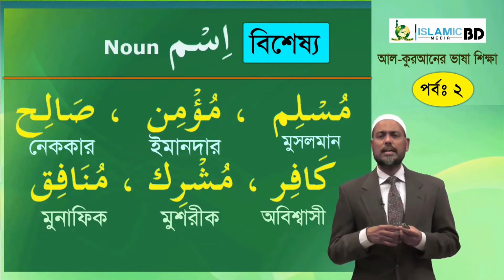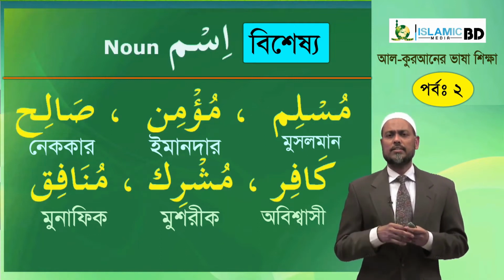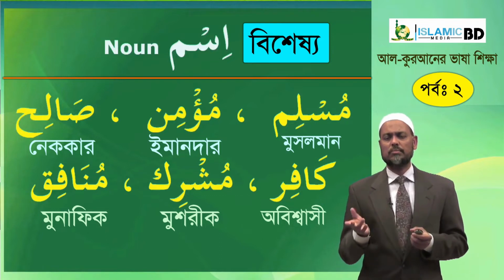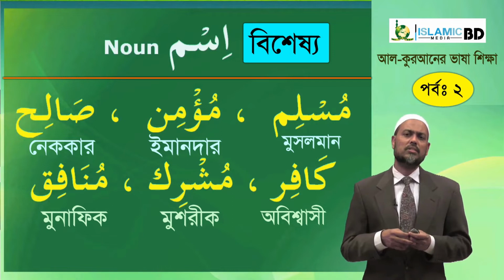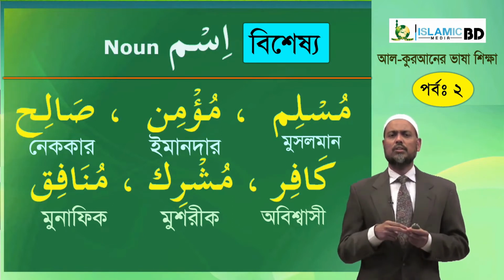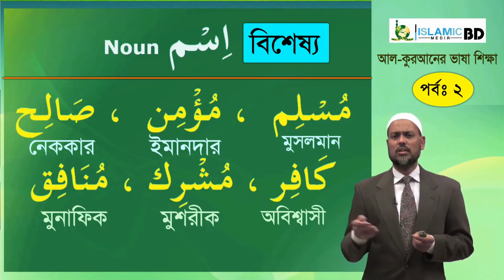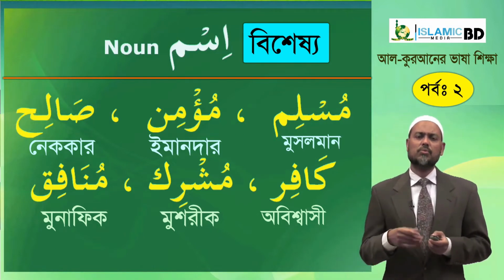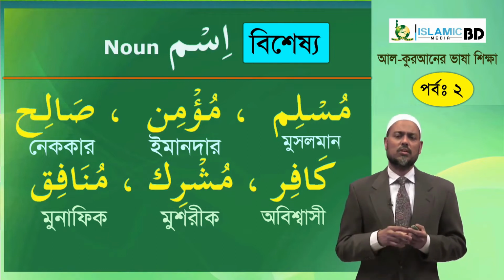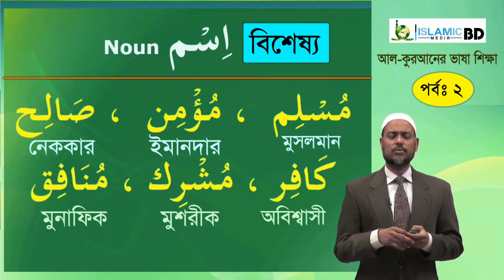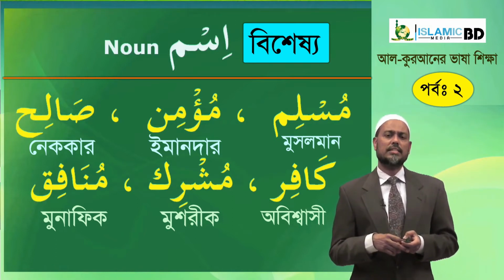Let's come to ism or noun. Listing here 6 examples, like Muslim, a Muslim, the one who obeys Allah subhanahu wa ta'ala or believes in Islam. Mu'min, believer. Salih, a pious person. Kafir, the one who rejects. Mushrik, a polytheist. And Munafiq, a hypocrite. So these are 6 words, they are all nouns, and in this lesson we will learn how to make plural of these nouns.